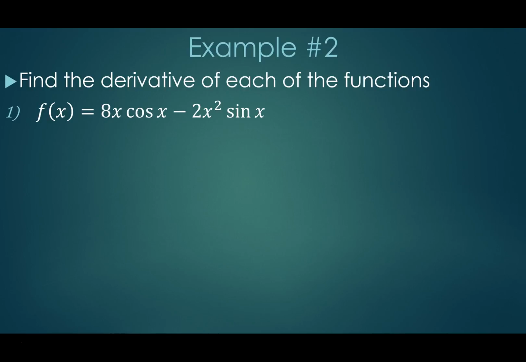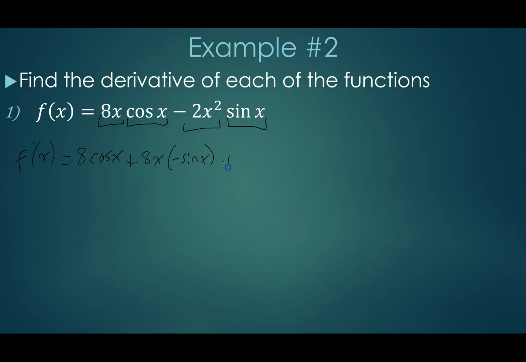Same thing here. We've got now a bunch of different product rules. We have 8x and cosine of x in this first part, and then a negative 2x squared and then sine of x in the second part. So we're going to deal with the 8x cosine x part first. The derivative of the first, or 8x, is just simply 8, and then times the second, cosine of x, plus our first function, 8x, times the derivative of the second function, which is a negative sine of x.